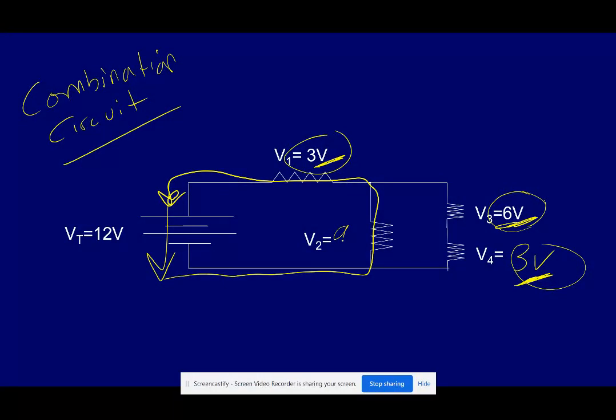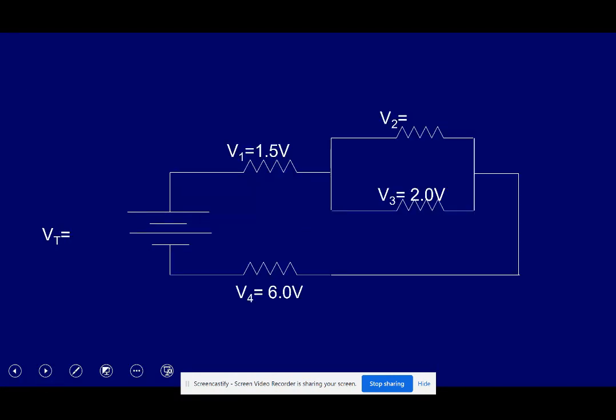If your brain came up with 9 volts, then you are correct and you understand how to use Kirchhoff's voltage rule for combination circuits, the most difficult circuits we're going to tackle. Let me double check. 9 volt drop, 3 volt drop. Does that add up to a 12 volt gain? Yes, it does. And we're ready to move on to another combination circuit.